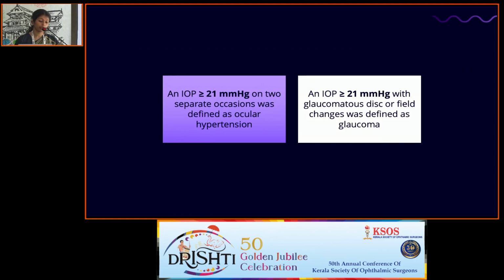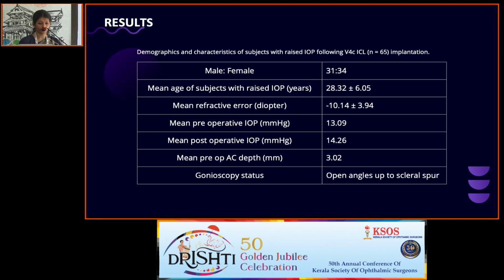An IOP of more than or equal to 21 millimeter of mercury on two separate occasions was defined as ocular hypertension, and IOP of more than or equal to 21 millimeter of mercury with glaucomatous disc or field changes was defined as glaucoma. So these are the demographics and characteristics of the subjects taken for the study.